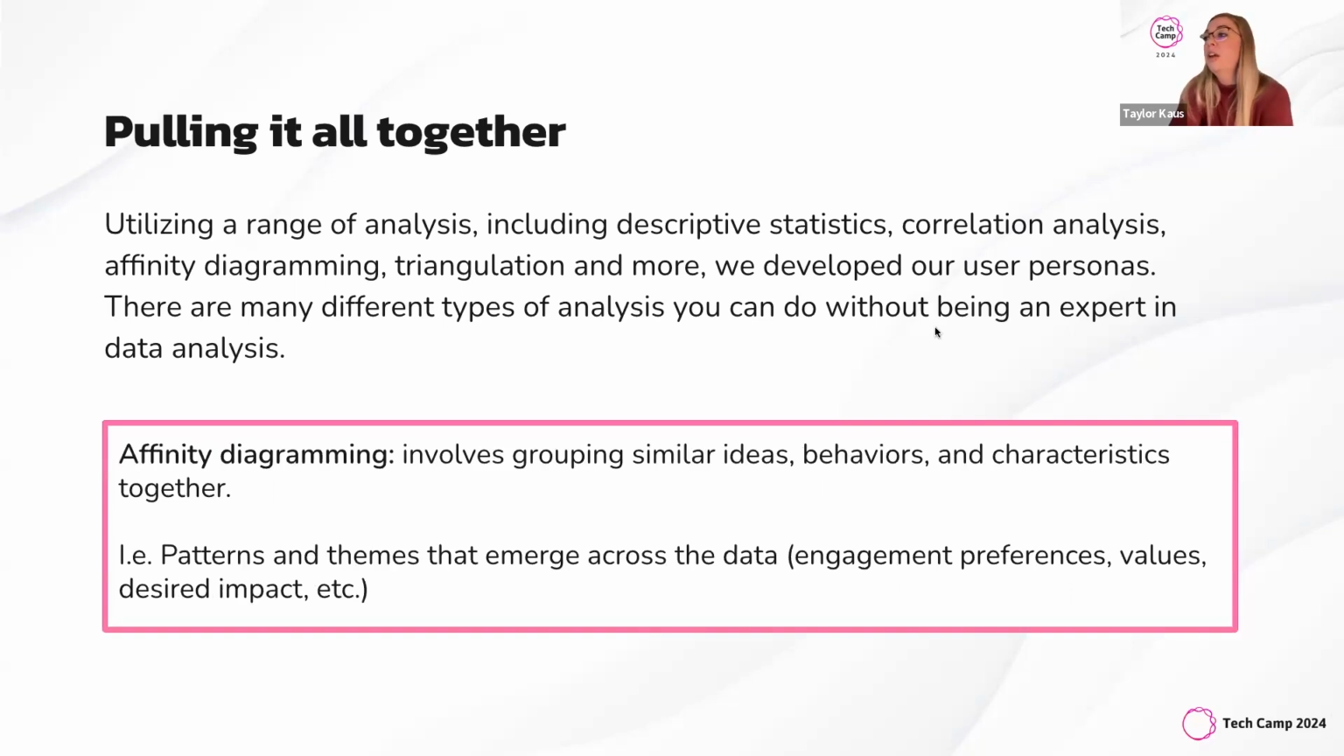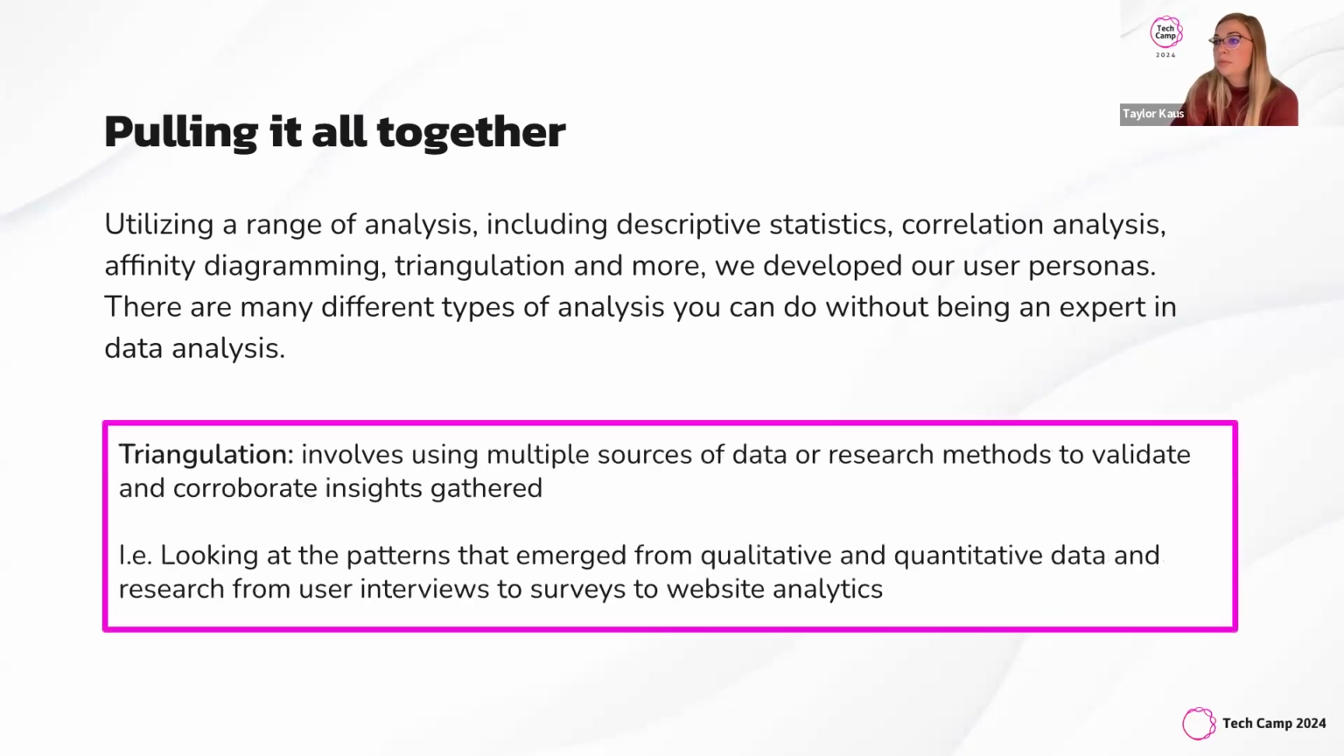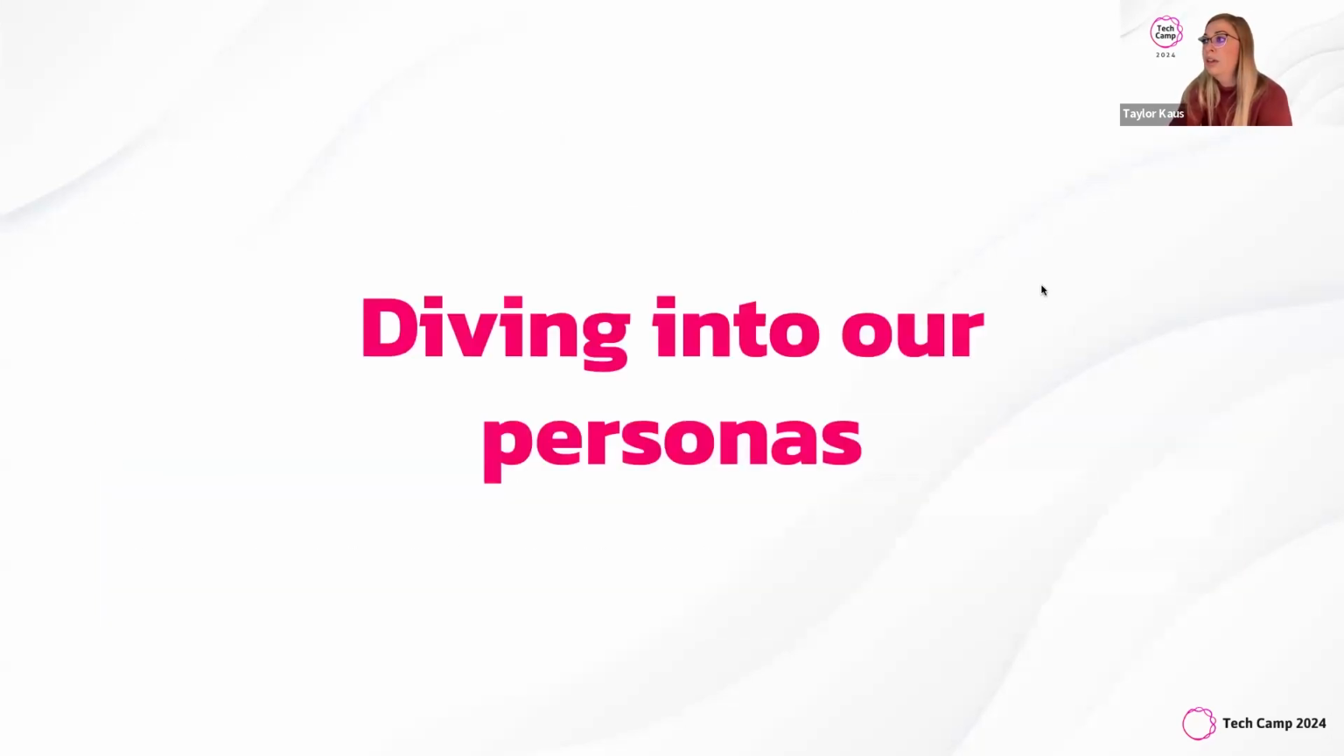Then affinity diagramming, which involves grouping similar ideas, behaviors, and characteristics together. This is patterns and themes that emerge across the data. So maybe looking at engagement preferences or values or desired impact. And then lastly, we have triangulation. So this involves using multiple sources of data or research methods to validate and corroborate insights that have been gathered. So looking at the patterns that emerged from qualitative and quantitative data and research from user interviews to your surveys to your website analytics. And then diving into our personas.